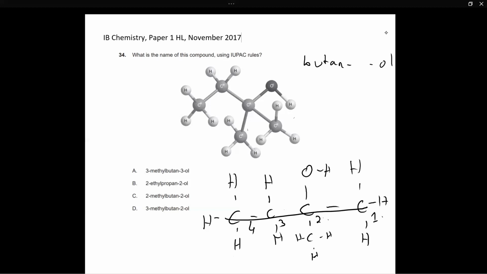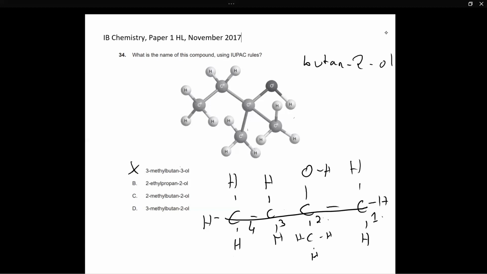And since the hydroxyl group is attached to carbon number 2, this is going to be called butane 2-ol because we are indicating the position of the hydroxyl group, like I said earlier. So it's on carbon number 2. And that means that we can immediately eliminate A because look, they made a mistake over here.